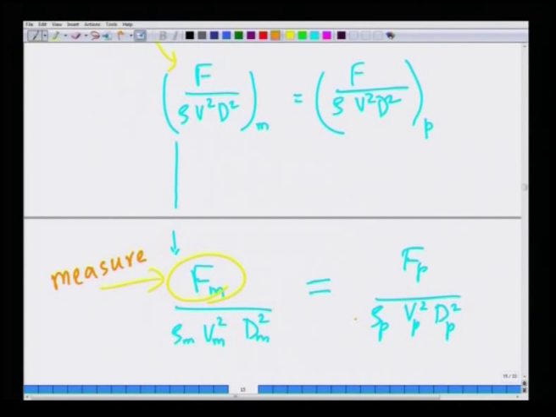Now, we know the density of the liquid in the prototype, in the real situation. We know the velocity at which the sphere is moving, and we know the diameter of the prototype sphere particle. And we also know the density of the model liquid, the velocity at which you are making the sphere move in the model, and the diameter of the sphere. So, the only unknown can be computed.